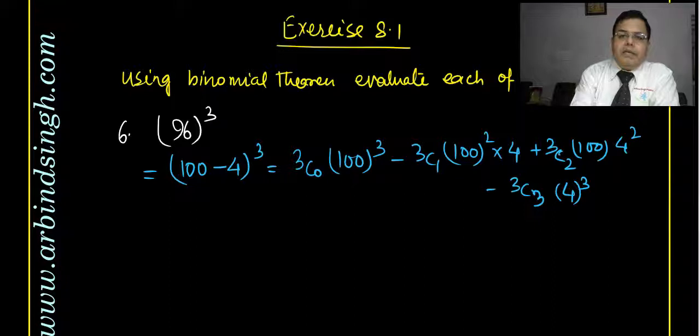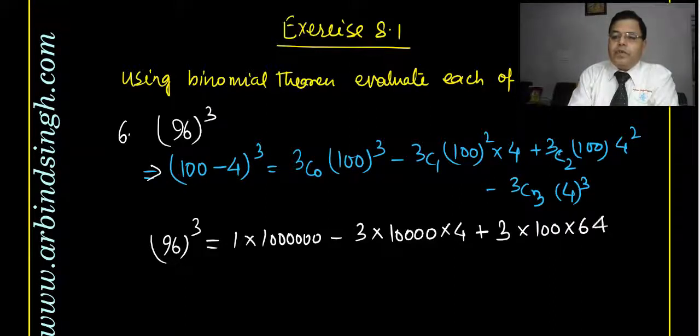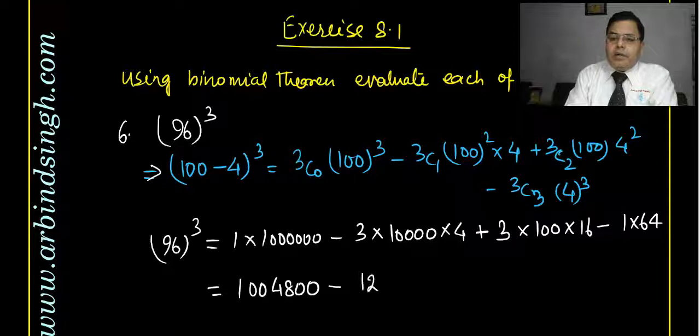So if we calculate this, 96 whole to the power 3 is equal to 3C0 is 1 into 100 to the power 3, that is 1000000, minus 3C1 is 3, and then there will be 10000, and into 4, plus 3C2 is 3 into 100 into 4 square is 16, minus 3C3 is 1 into 64. So positive terms are there, and 16 times 3 is 48, 4800. So that will be 1004800, right? And negative terms are, and this is 4 times 3 is 12, 12.